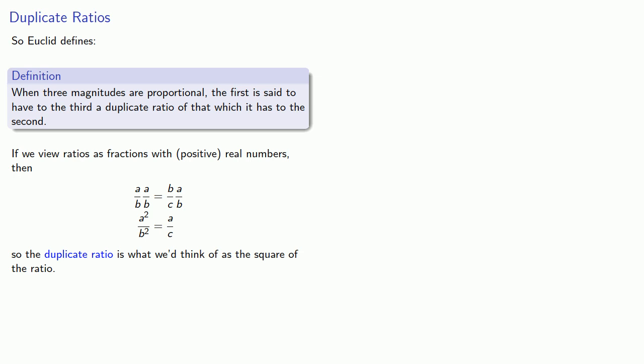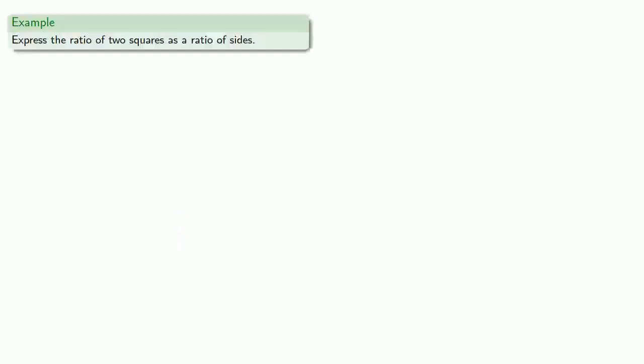What's worth noting here is that over on the left-hand side, we have the ratio between the squares of two quantities, but it's still a ratio between two quantities, A and C. What this means is that we can express ratios of squares as ratios of sides. So let's do that. If the two sides of the two squares are A and B, then the ratio of the two squares is the ratio A squared to B squared.